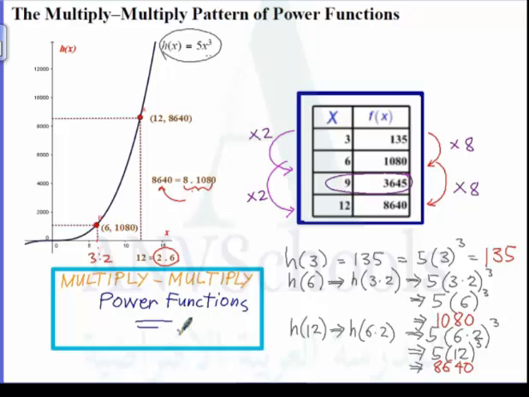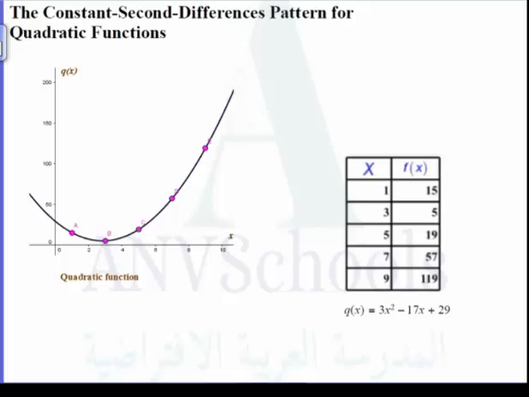Okay, so I hope that is clear enough. Now let's go to another function. And this time we have the constant second differences pattern for quadratic functions. Now you can see a given graph for a quadratic equation.